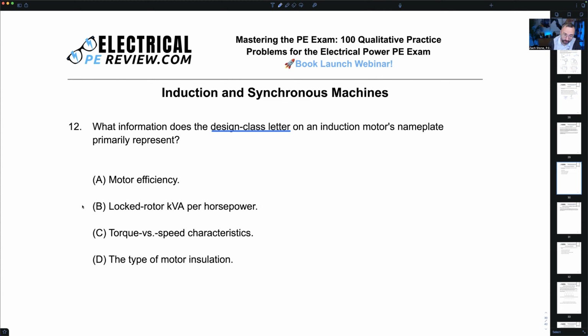We talked about B. B is not the class letter or design letter or NEMA letter. B is the code letter, which lets us look up that table in the NEC. That'll let you know how much kVA per horsepower happens when the motor is either started from rest or when it locks up, locked rotor.